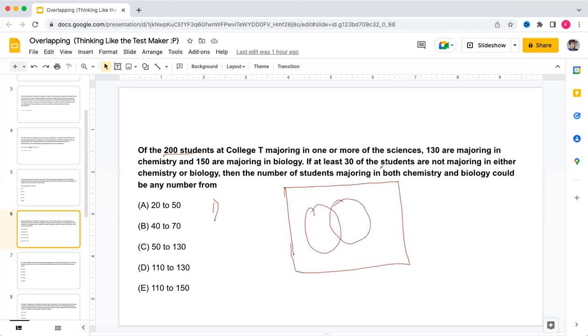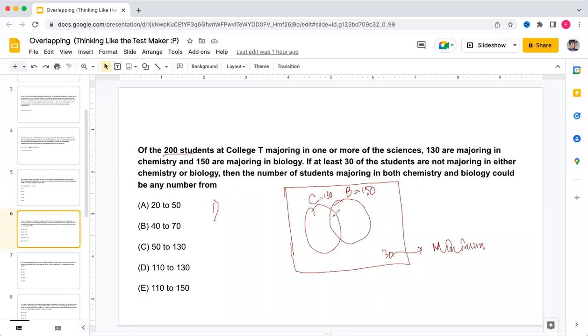So let's consider the first one as chemistry and the second one as biology. We are given that for chemistry, we have 130 students, and for biology, we have 150 students. And for neither, we have a minimum of 30 students. So this is the minimum scenario.